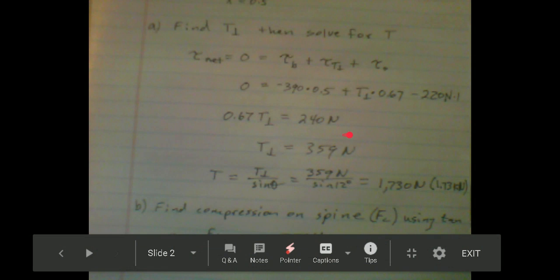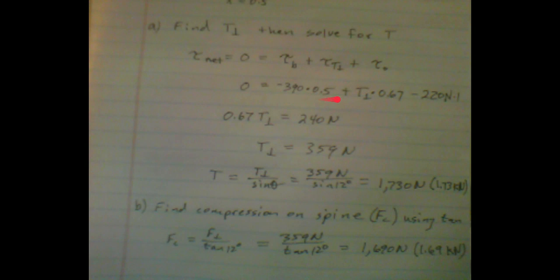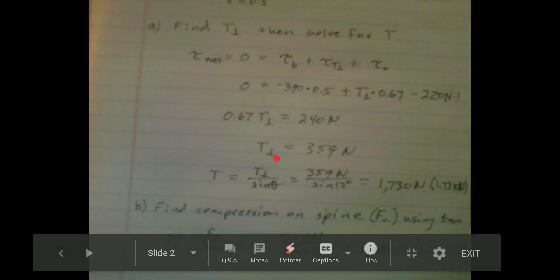So right here, we have our equation for the sum of the torques. And then when I add these two numbers to both sides of the equation, I get 240 newtons. And I still have the 0.67 perpendicular component of the tension here. And so then I divide both sides by 0.67, I end up with 359 newtons.